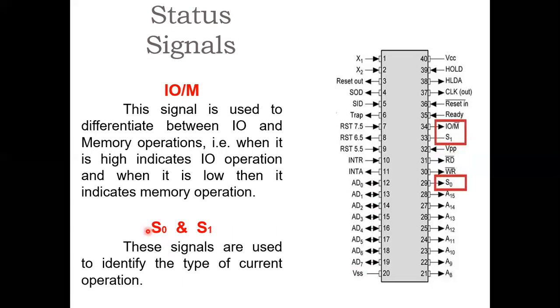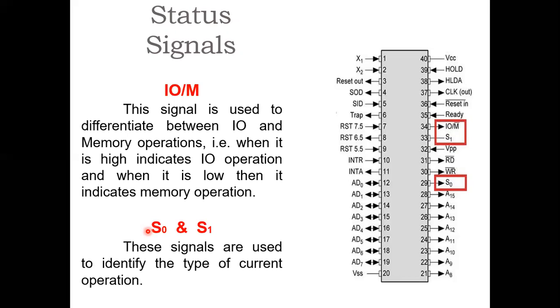Then the status register. The status register selects the format in which we are going to read or write the data. Whether we are going to write data to memory or read data from memory, or write data to an input output device or read data from an input output device, we need to define that. Okay, so IOM, this signal is used to differentiate between input output and memory operations.